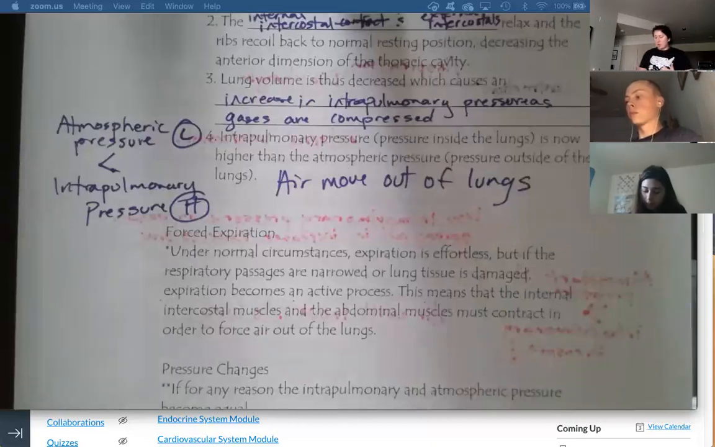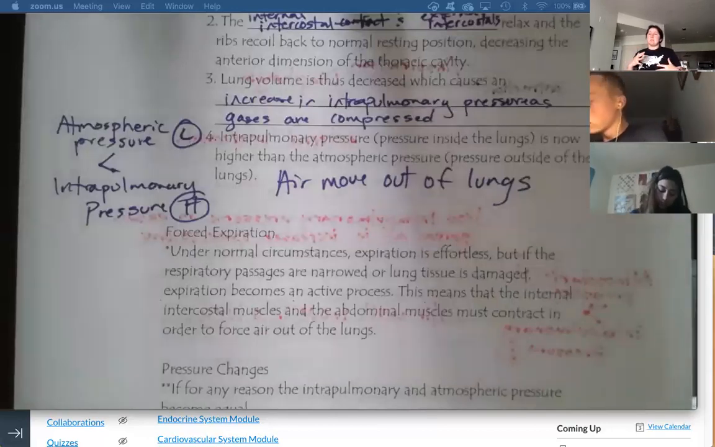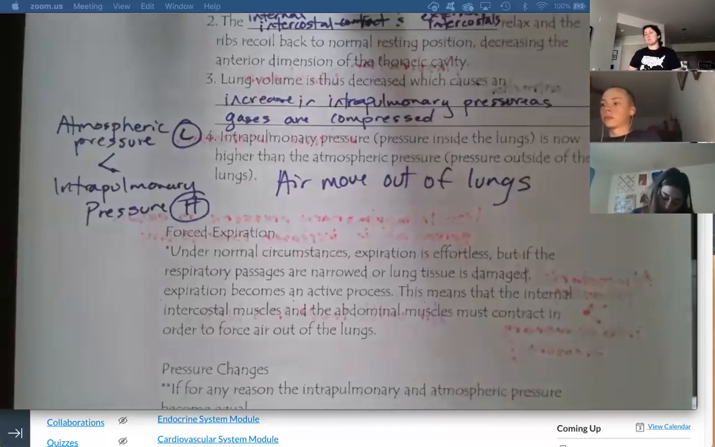However, if you have damage to your lung tissue, or narrowed respiratory passages through asthma or COPD or ARDS or pneumonia or bronchitis, or anything that affects the ability of your lungs to push air smoothly, it can cause expiration to become forced. That's when your abdominal muscles and those back muscles get really involved, because you're having to force the air out, versus normally when it's a passive process.